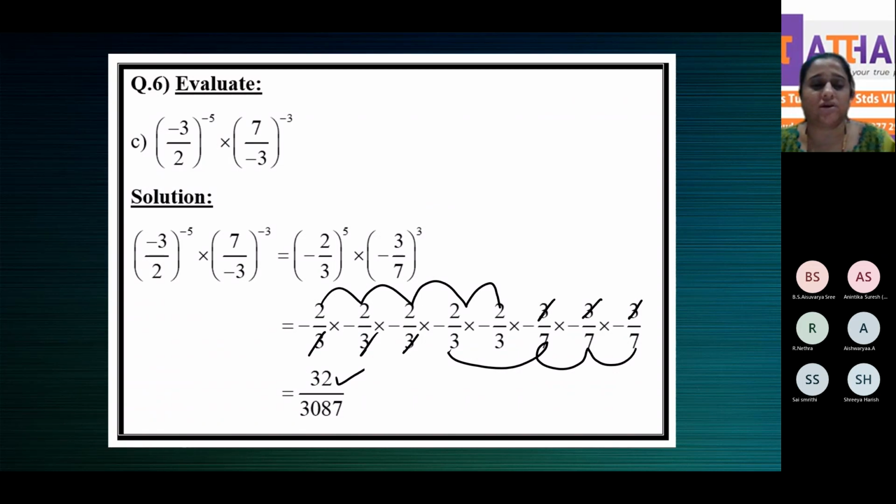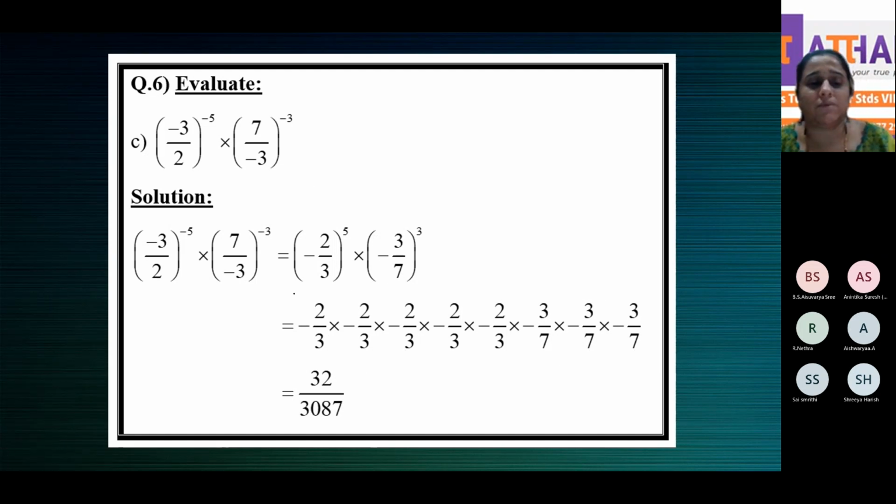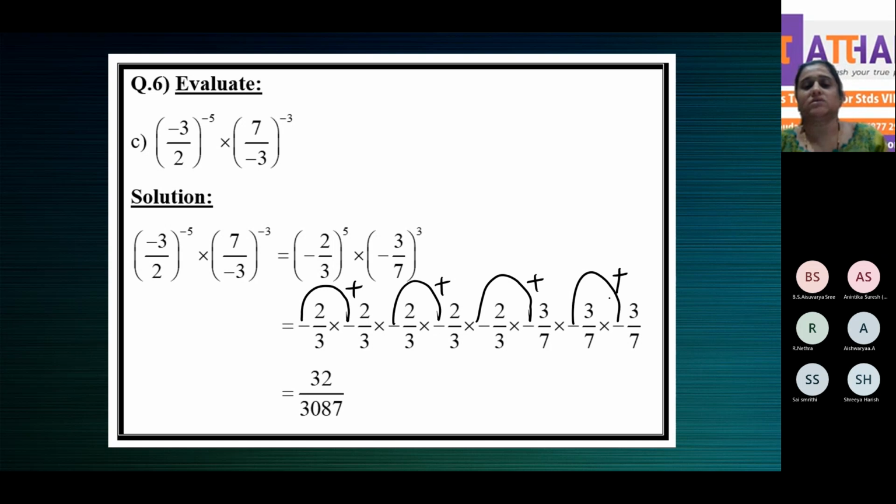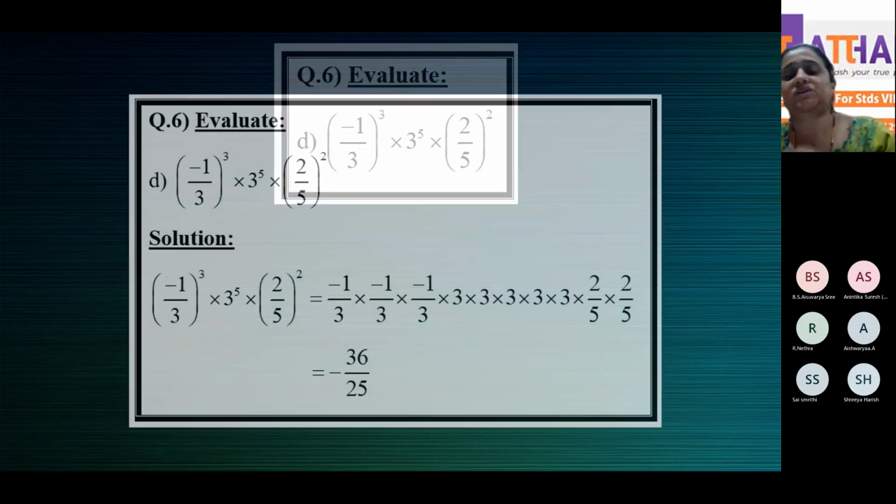I'm right. I've not gone wrong anyway. And then there are 8 minus signs, so they become positive, because minus into minus is plus. Minus into minus plus. Minus into minus plus. So now plus multiplied 4 times is plus only. Any questions here, children, with this answer? No, ma'am. Okay. Check your answer here.